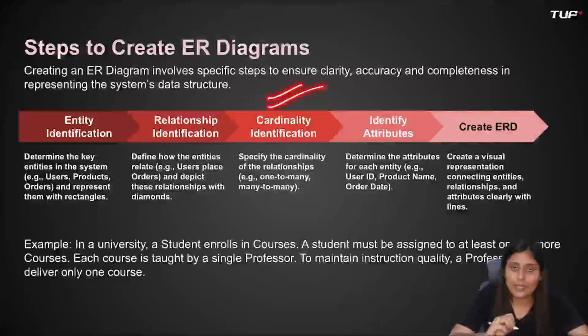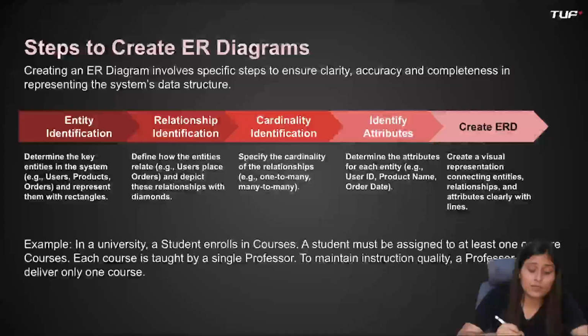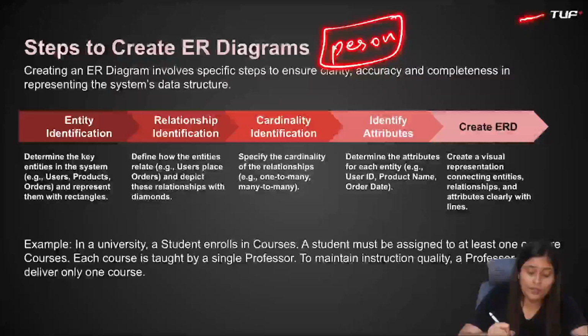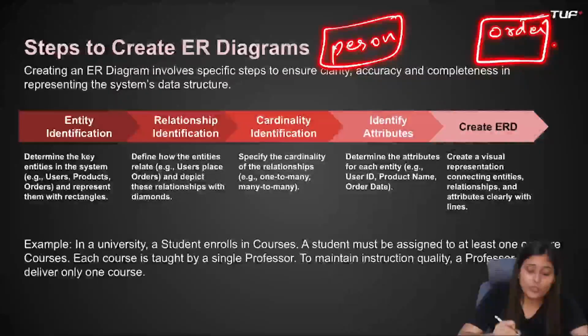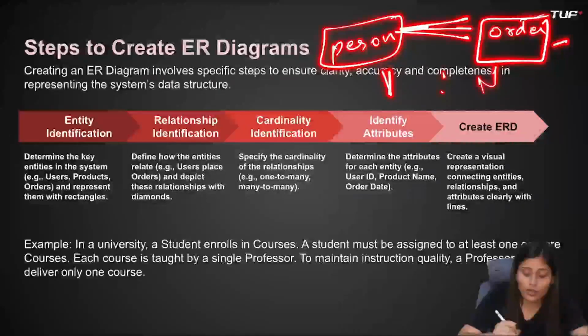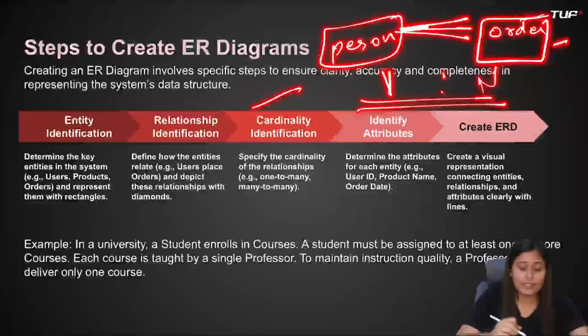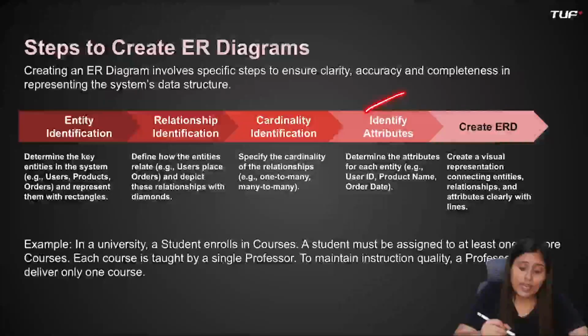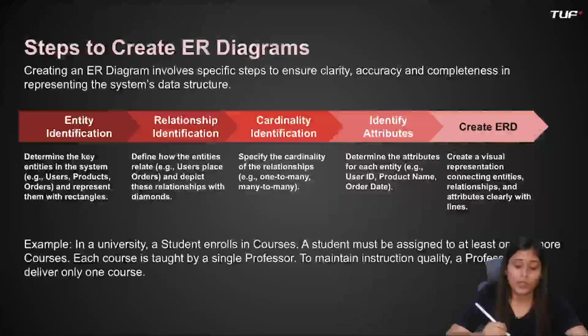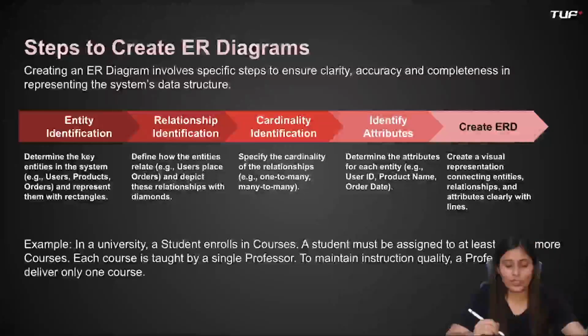So that is called cardinality identification. Let's suppose we have created one person entity and we have one order entity, right? We know that one person can have multiple orders, so basically it is a one to many relationship. That is what cardinality identification means. Next is attribute identification, which means determine the attributes for each entity. What is the total number of attributes that should be there for each entity? So you should identify the total attributes you need to add for the entity.